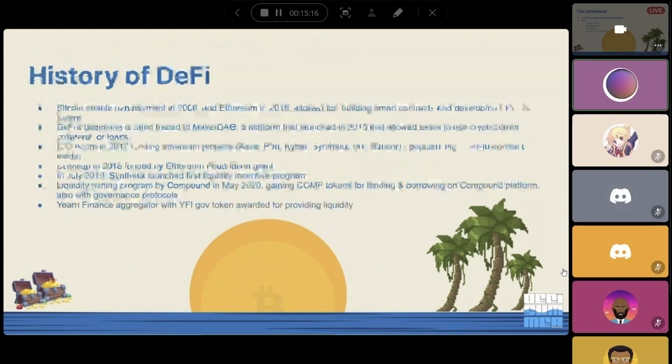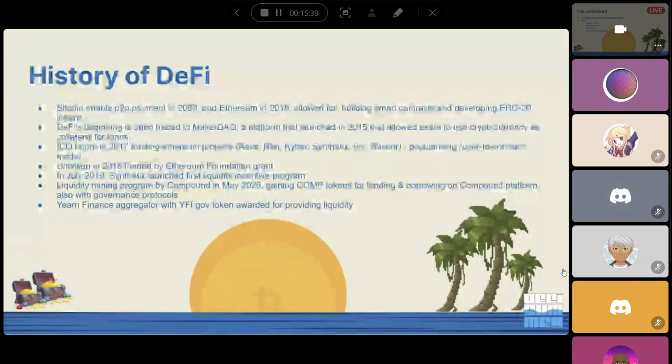Originally, like we mentioned before, Bitcoin enabled a peer-to-peer payment system in 2009, and Ethereum, which actually came from Vitalik in the Bitcoin developer community in 2015, allowed for people to build smart contracts and actually make tokens on top of those contracts. So a lot of these tokens you see nowadays are really just built on Ethereum.